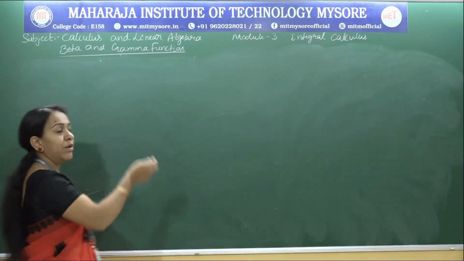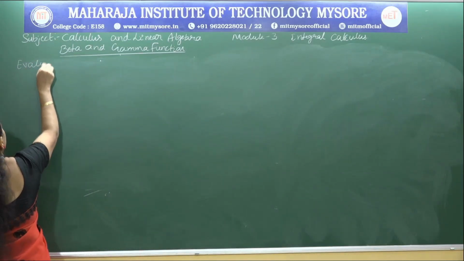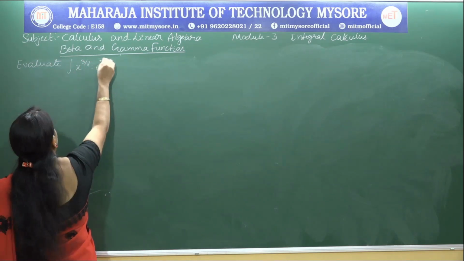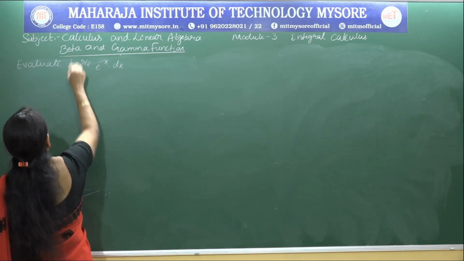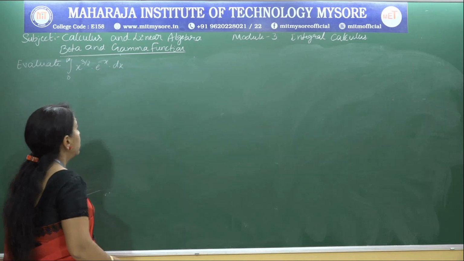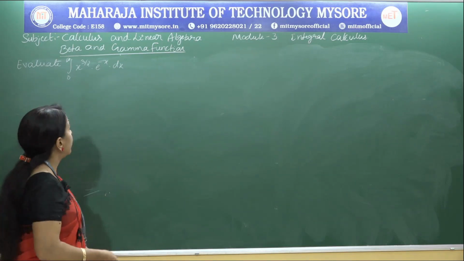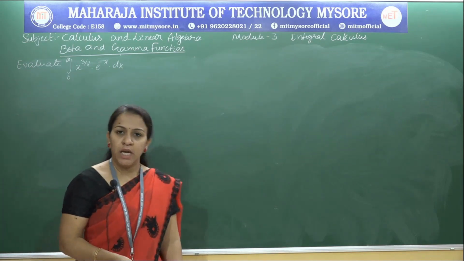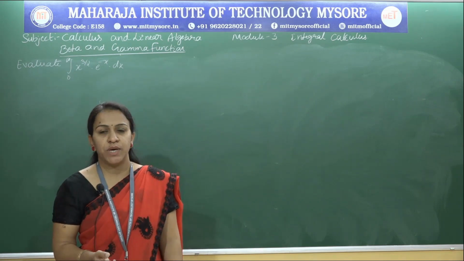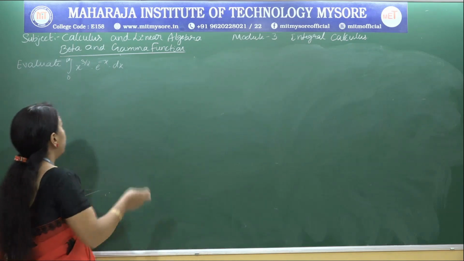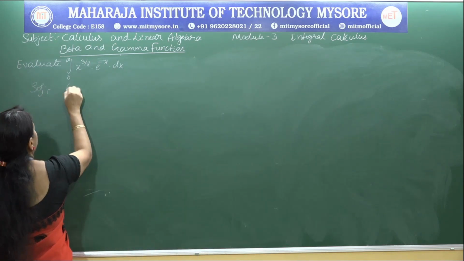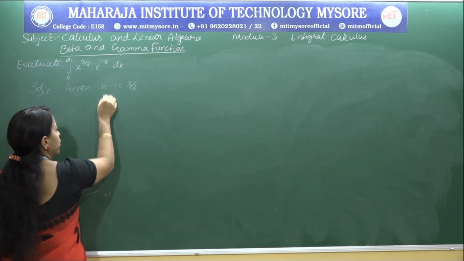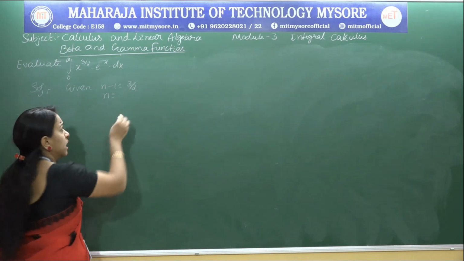So the next problem is evaluate the integral x power 3 by 2 into e power minus x dx between the limits 0 to infinity. So compare the given problem with the standard gamma function definition. So we know gamma n is equal to the integral of e power minus x into x power n minus 1 dx between the limits 0 to infinity. So if I compare with that, then in place of n minus 1, we have 3 by 2. So what is your n? 3 by 2 plus 1 is nothing but 5 by 2.